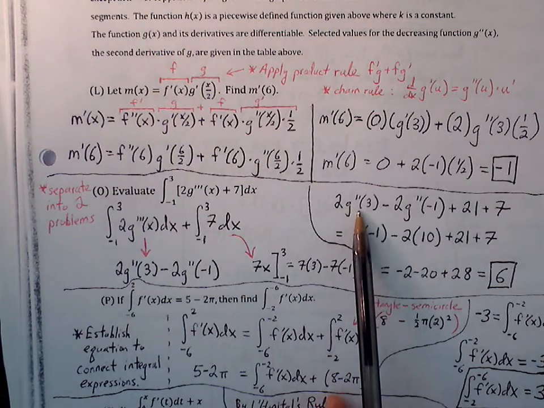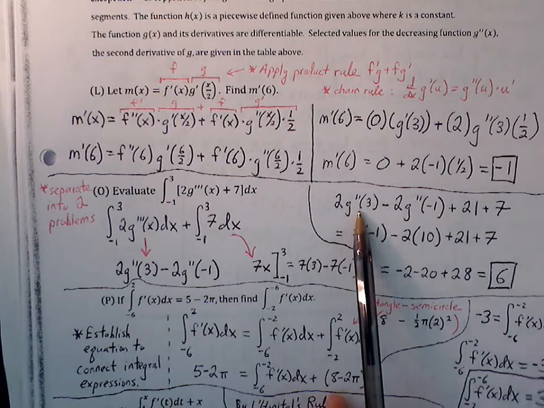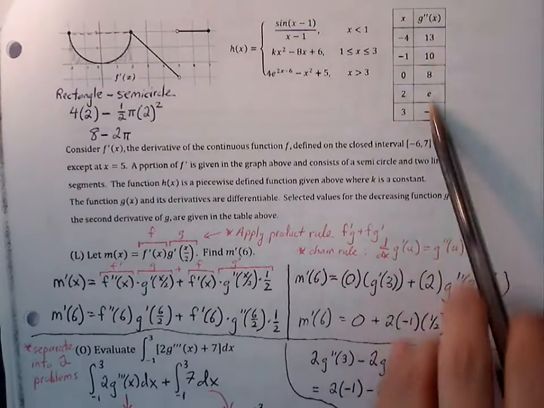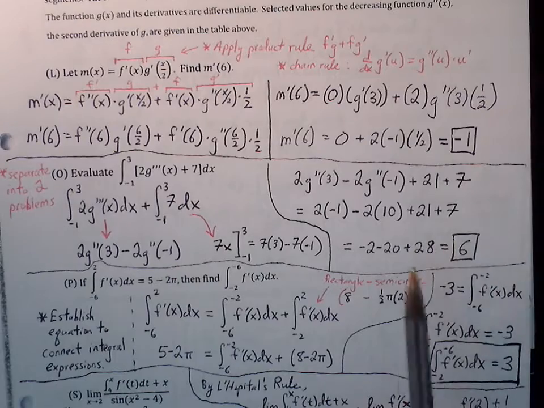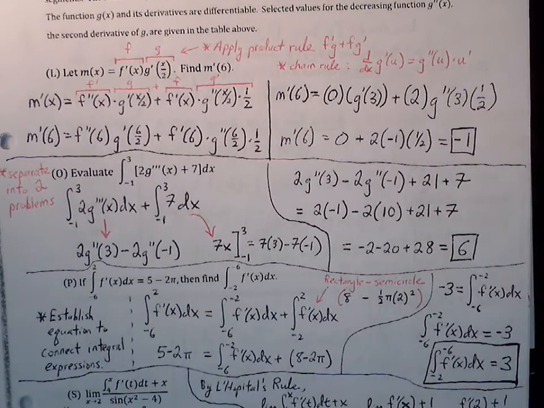G double prime of 3 is just a table of values, which is going to be -1, and g double prime of -1 is just going to be 10. We're just pulling the values from our table here. And then just combine all these terms to get positive 6.